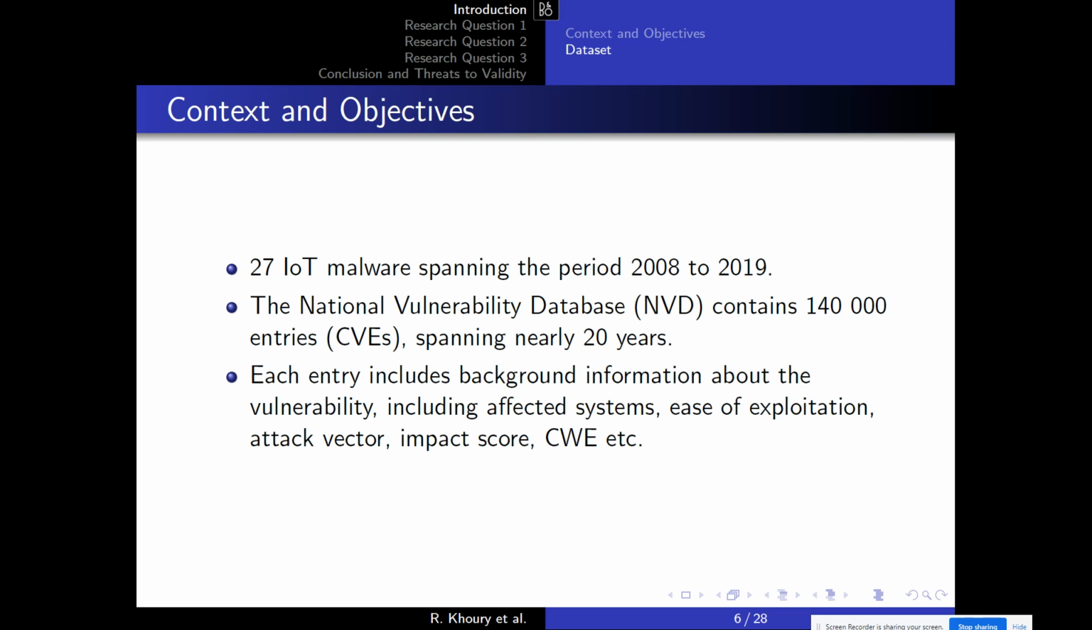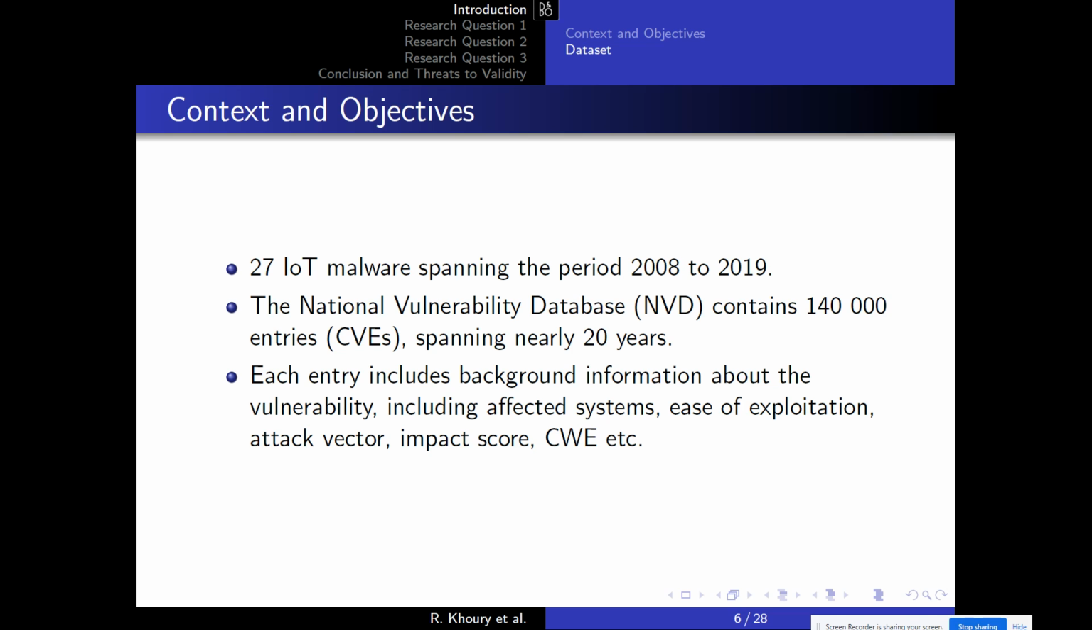Here's the data that we looked at. First, the malware: we looked at 27 IoT malware spanning a period of a bit more than 10 years, from 2008 to 2019. These 27 IoT malware are actually every IoT malware that's well documented in the academic literature. There are two others that are too recent to be mentioned a lot in the academic literature, but that are mentioned in reputable websites on malware. So that's basically the entire corpus of IoT malware.